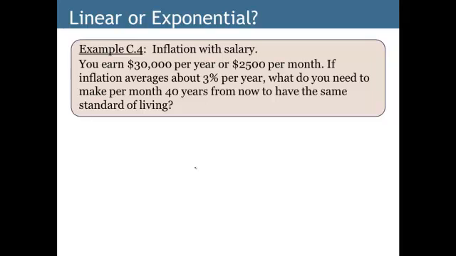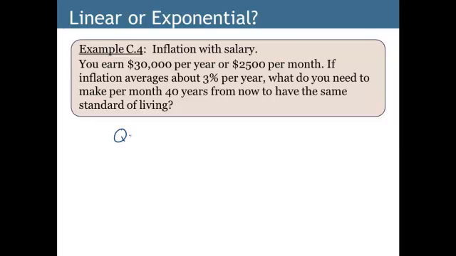Last example, inflation with salary. We all know that there's inflation out there. Every year, a dollar can buy you less and less stuff. So let's say you earn $30,000 per year, which equates to $2,500 per month. If inflation averages about 3% per year, what do you need to make per month 40 years from now to have the same standard of living? In other words, because of inflation, what do you have to make to basically make the same amount as you make now?